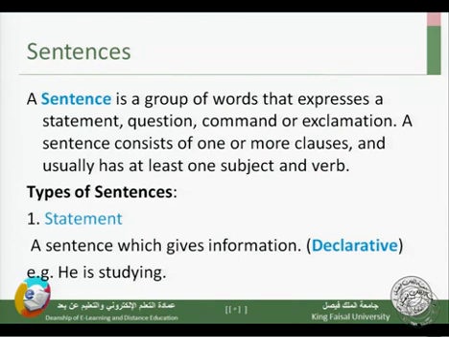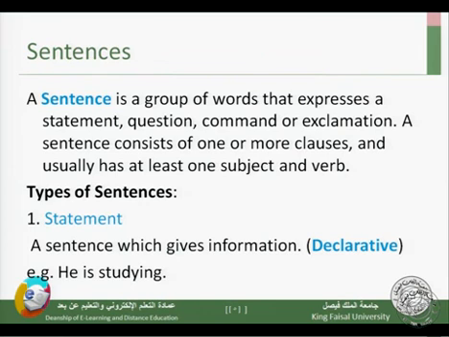The first type is the statement. So what is a statement? It is a sentence which gives information. Okay, so sentences that give us information are called statements, and we can sometimes call them declarative. Declarative sentences are sentences that give us information.